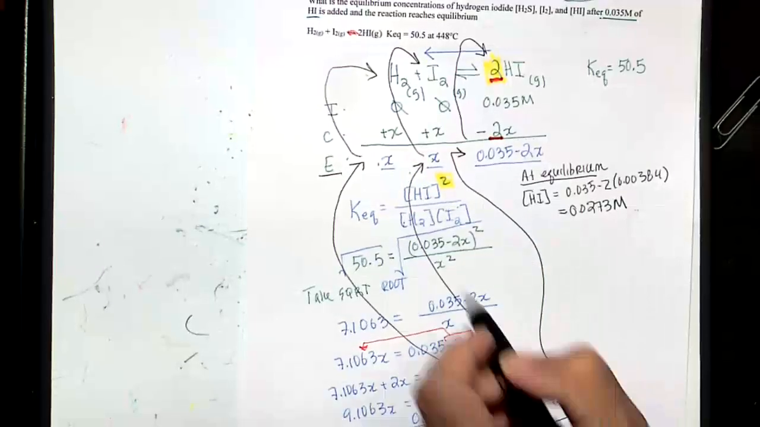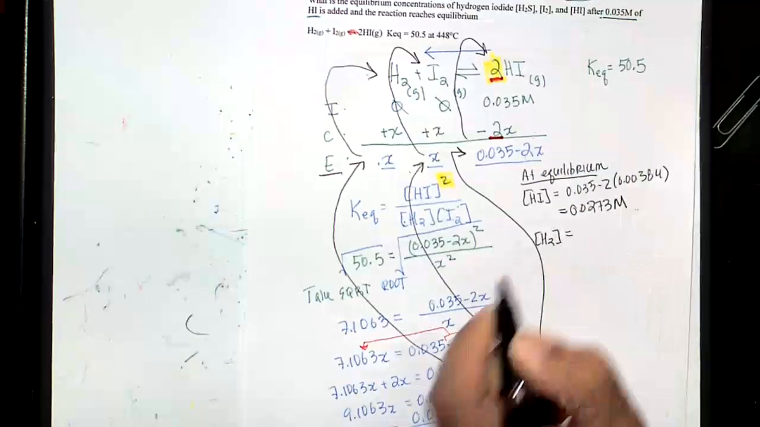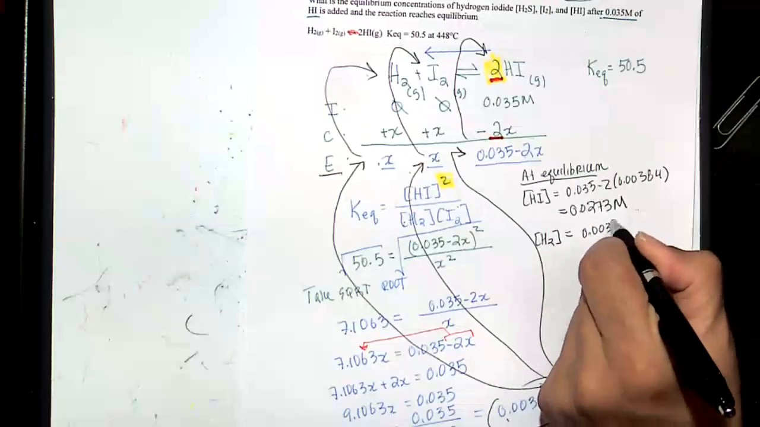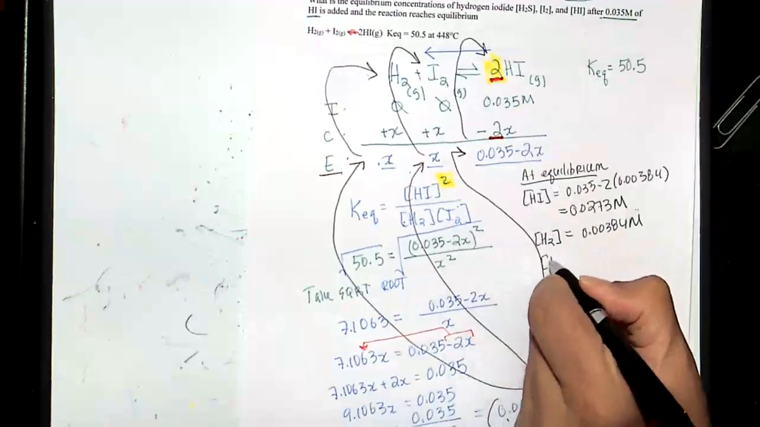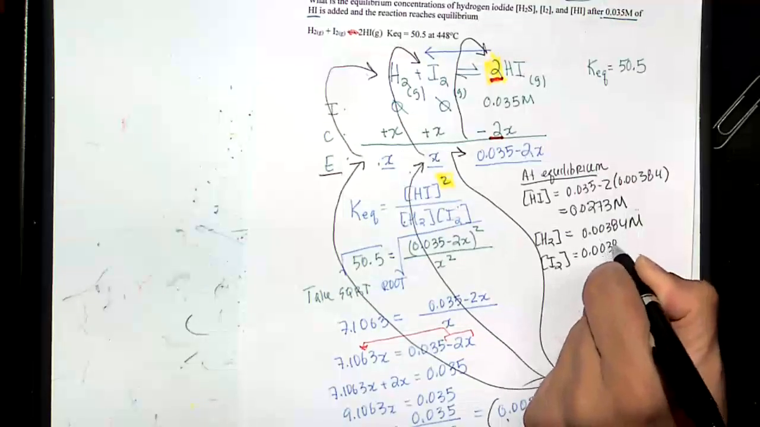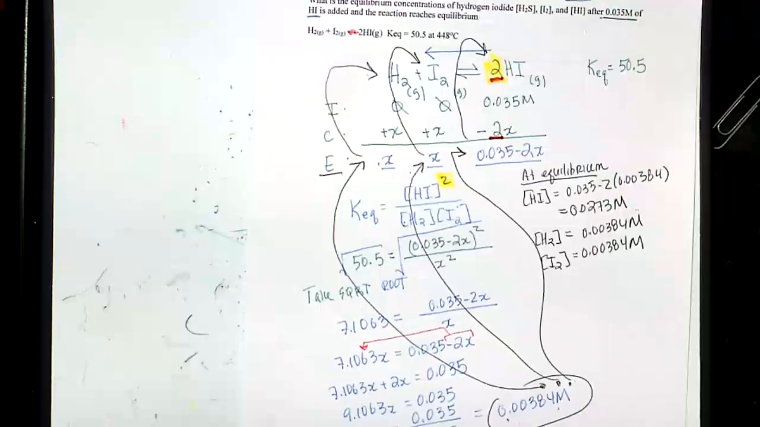And then x here is H2, which is 0.00384. And then I2 here is 0.00384. Okay, so this is the answer you want to report on the test.